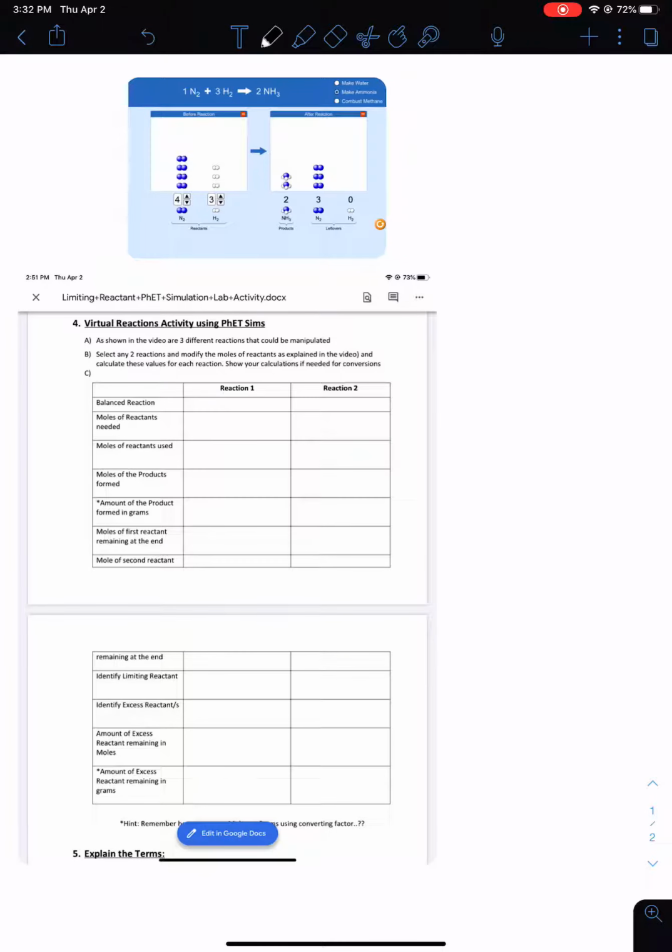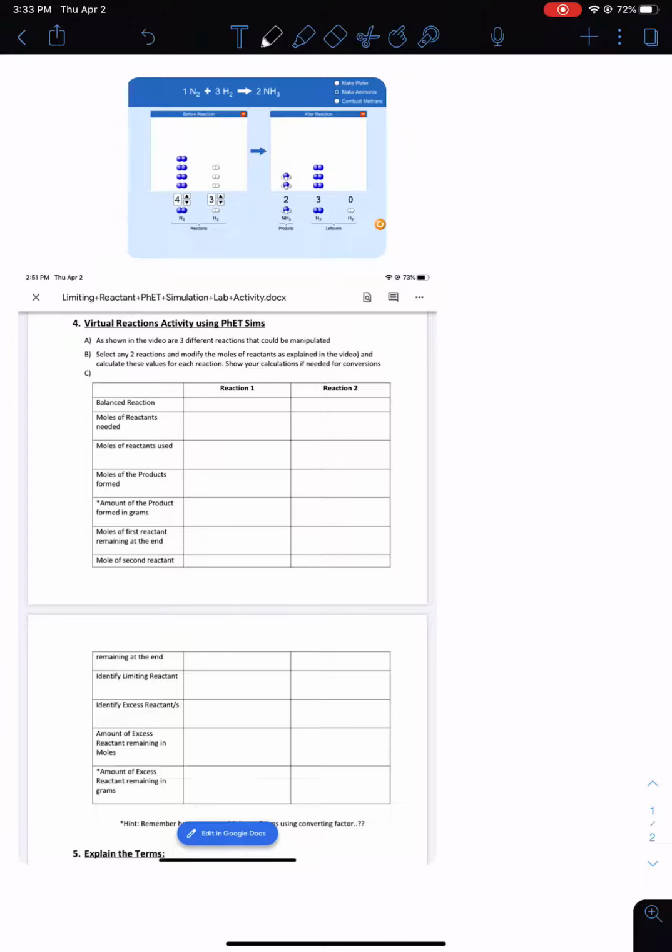So a lot of people seem to be struggling with this lab. It's not meant to be difficult. I think a lot of you guys are just overthinking it. So at the top, I went in the PhET lab and I plugged in some values to make ammonia. And I'm going to show you what you should be plugging in where.